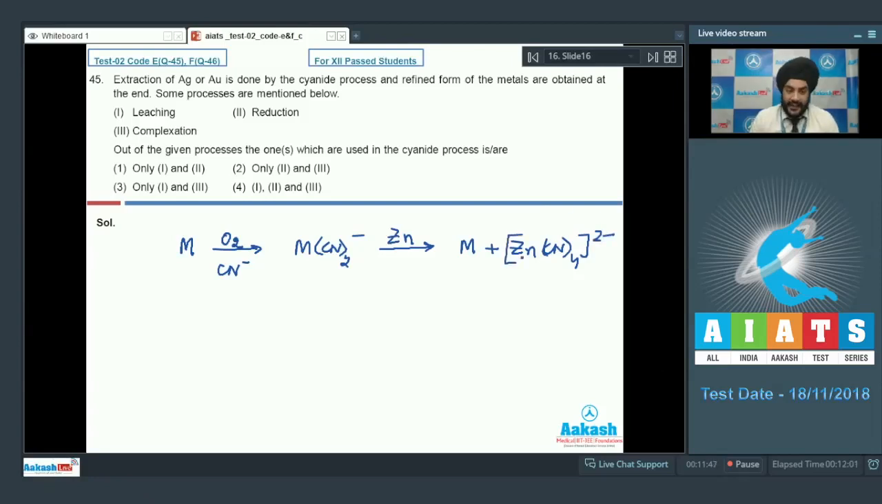So students, we can see that leaching is also taking place in this reaction, in which the M is first converted into M+, and then it is complexed with CN minus to form [M(CN)2]-. So students, all three of these processes take place during the cyanide process, and we have to mark option 4 as the correct answer to our question.